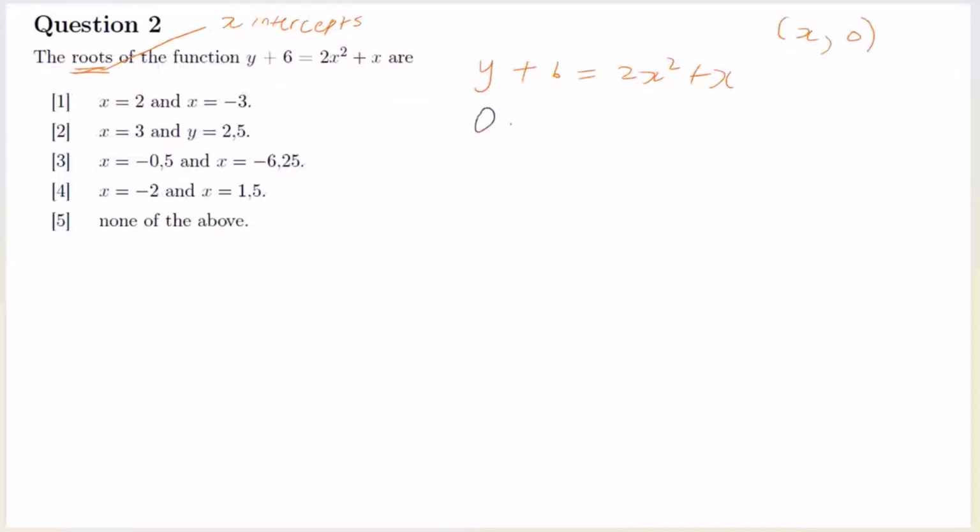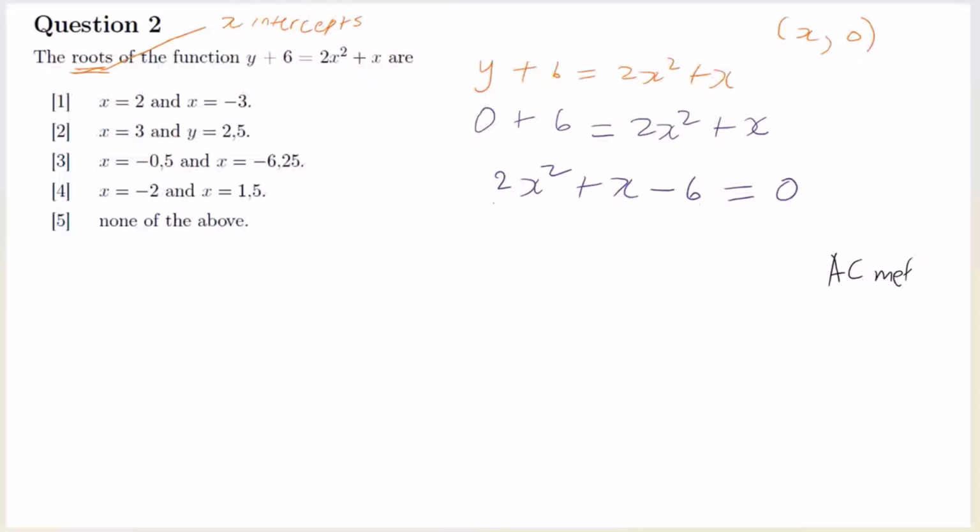So this is going to be 0 plus 6 is equal to 2x squared plus x. So you're going to have 2x squared plus x minus 6 is equal to 0. This is a quadratic function. Now you are looking for factors that, when you multiply them together, give you the middle term. So how do you get those? You're going to use what we call the AC method.